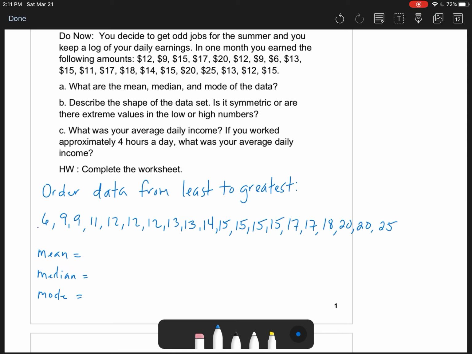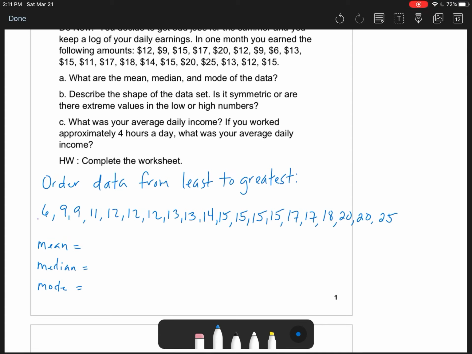To get the mean, remember that's the same as the average. We're going to add everything up and then we're going to divide by the number of data that we have. There are 20 numbers here. So when we add everything up, the sum is 288. We're going to divide that by 20, and that gives us 14.4. So the mean average is 14.4, and since we're talking money, it's $14.40.